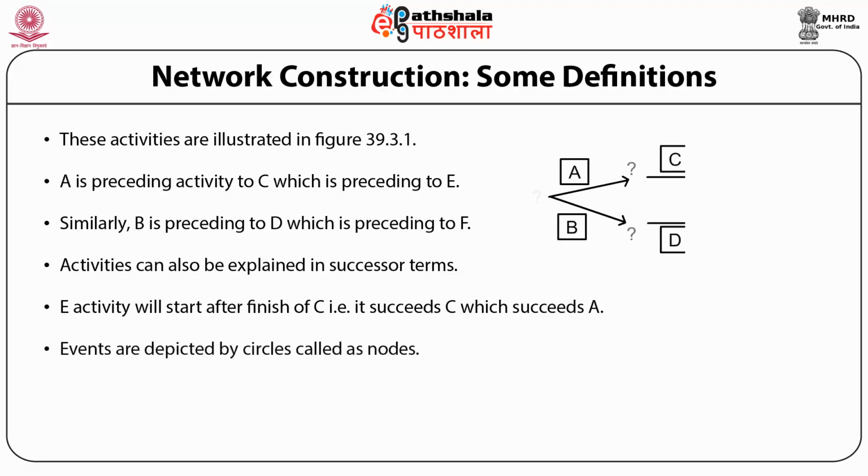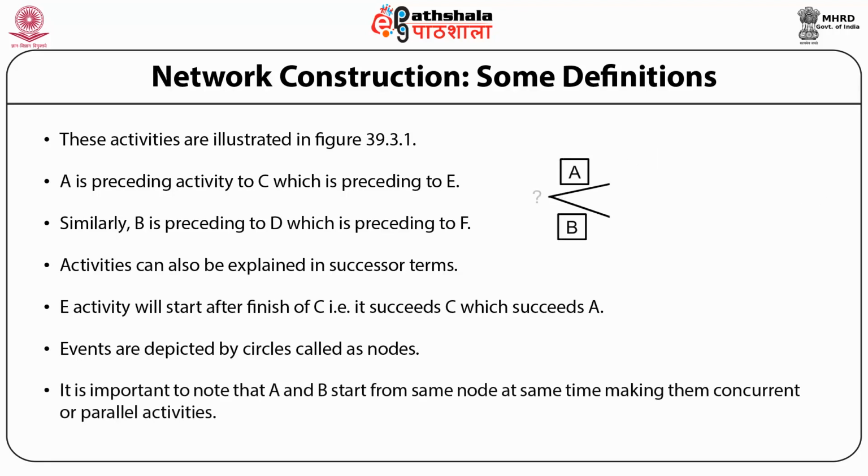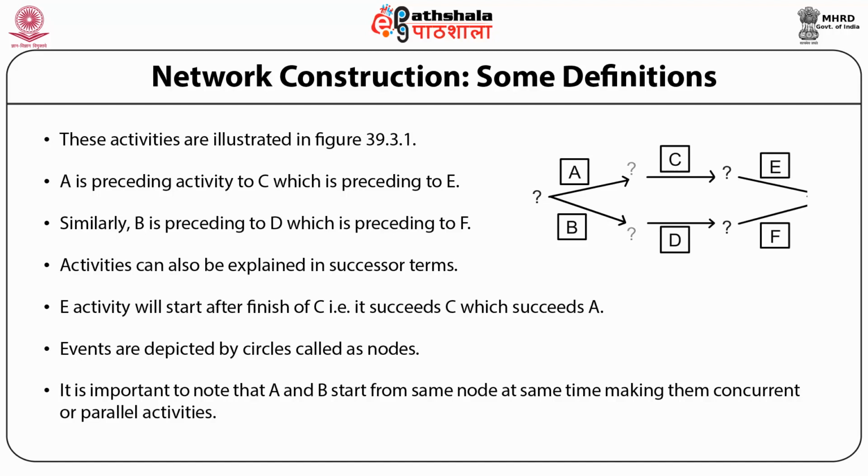Events are depicted by circles called nodes. They indicate the start and finish of an activity. It is important to note that A and B start from some node at the same time, making them concurrent or parallel activities. Critical path method, CPM.